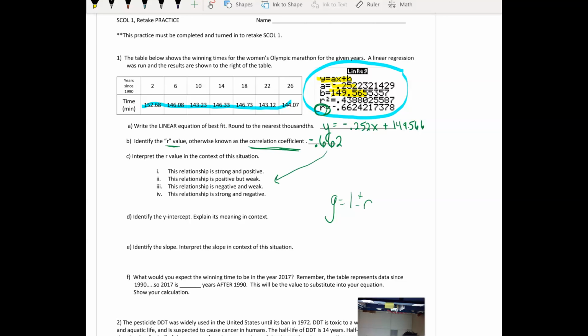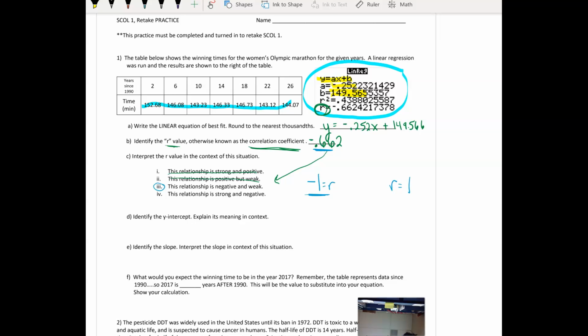So the first thing, it's negative, so that's going to take out option number 1, and it's going to take out option number 2. So it's either going to be 3 or 4. And when I look at R, I want R to be one of 2 numbers. I want it to be either a negative 1 or I want it to be 1. It just depends if it's positive or negative. So when I look at this, I definitely know it's negative because of the negative in front of the 0.662, but now I want to say, is it strong or weak? And when I compare this number, this negative 0.66 to this, that's pretty far off. So that would definitely not be strong. That would actually be more of a weak relationship.